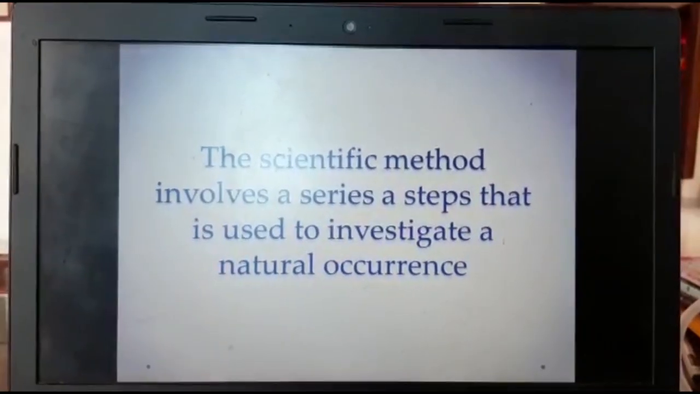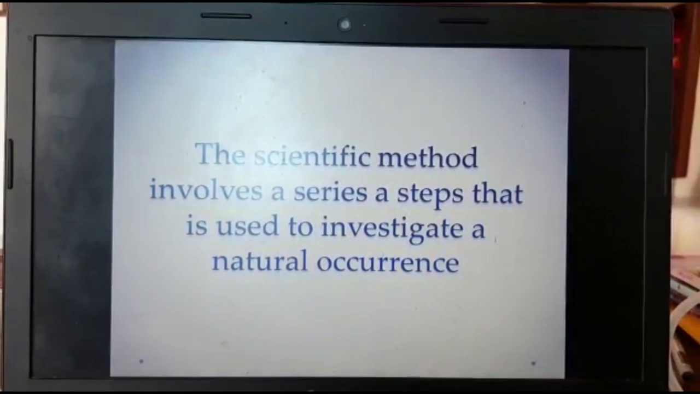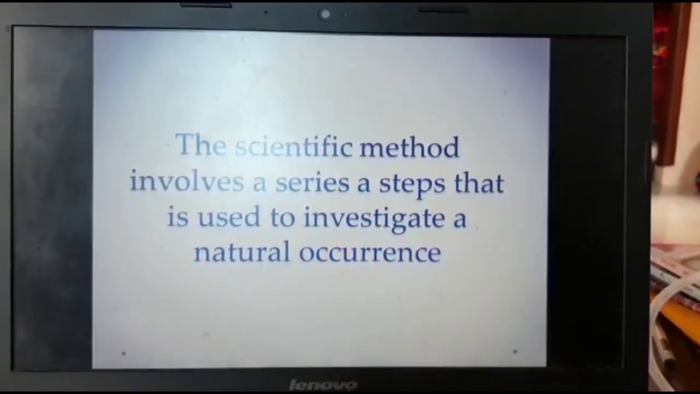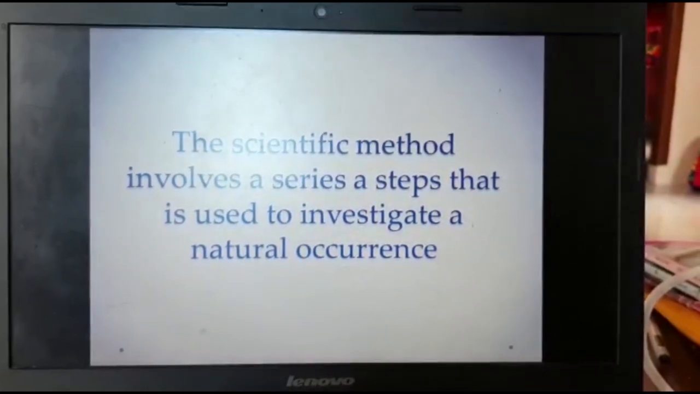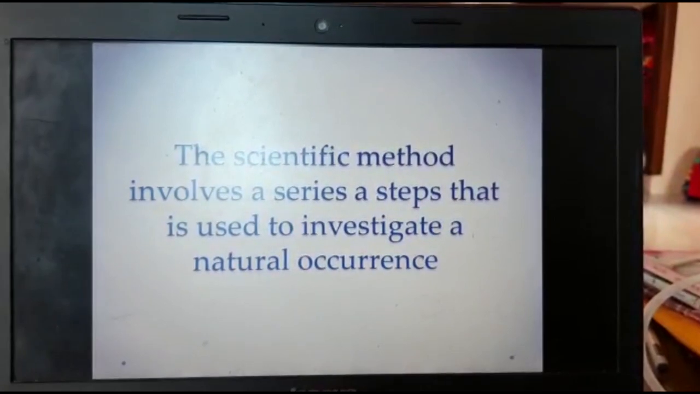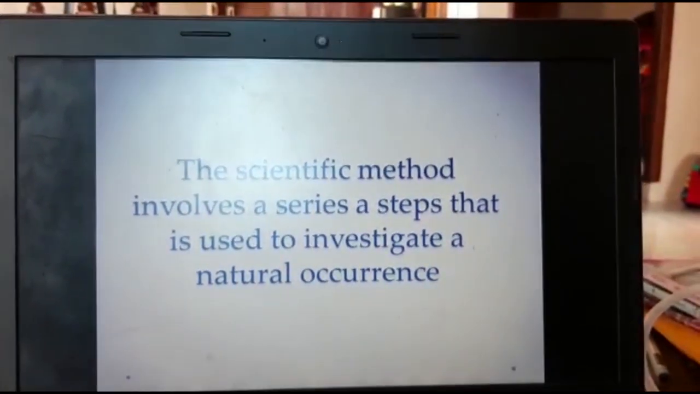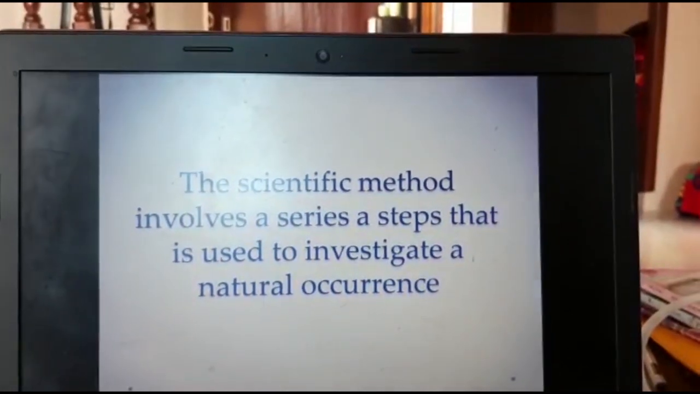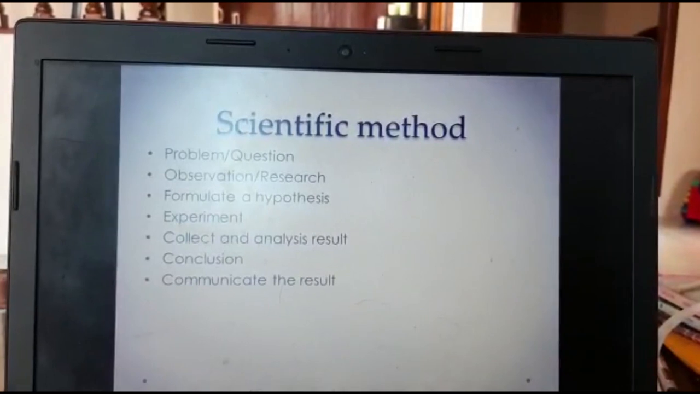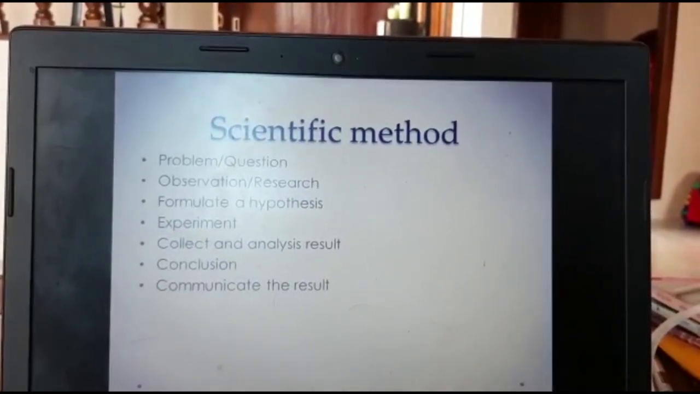Assalamualaikum warahmatullahi wabarakatuh. Okay, this is my chance to explain that the scientific method involves a series of steps that is used to investigate a natural occurrence. This time I would like to explain the steps of scientific research, the scientific method. There are some steps in delivering scientific method.